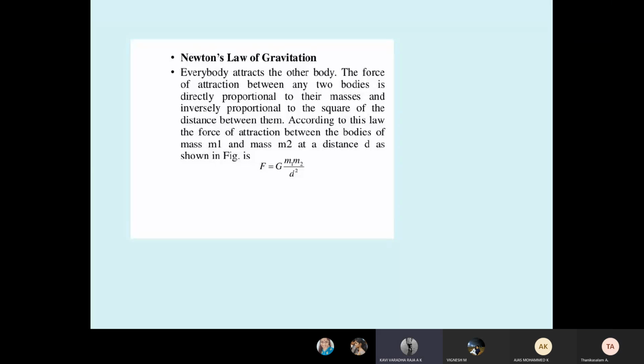Newton's law of gravitation. Every body attracts the other body. The force of attraction between any two bodies is directly proportional to their masses and inversely proportional to the square of the distance between them. According to this law, the force of attraction between the bodies of masses m1 and m2 at a distance d, as shown in the figure, is F equal to G into m1 m2 divided by d squared. This is the law of gravitation.